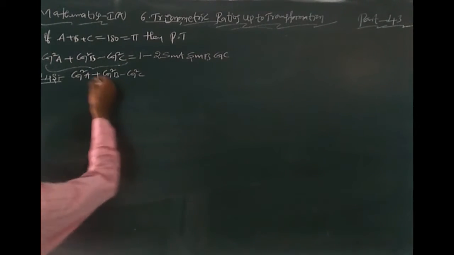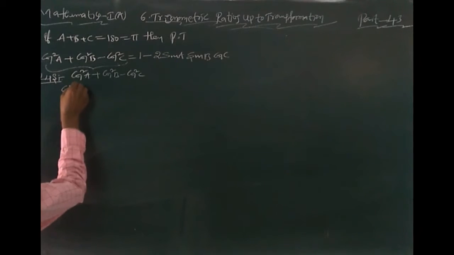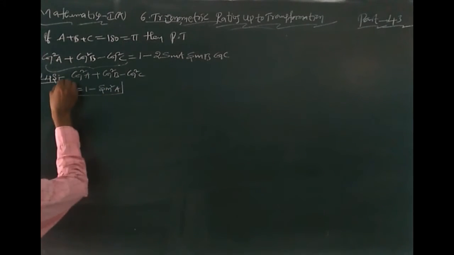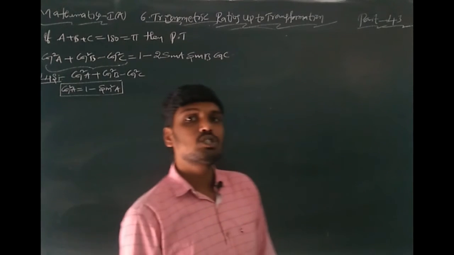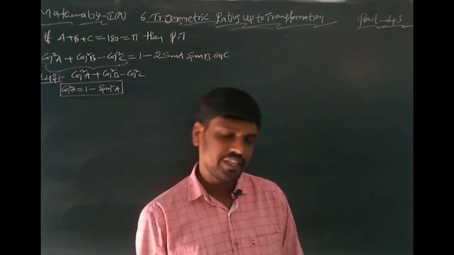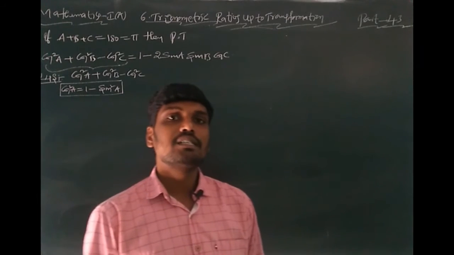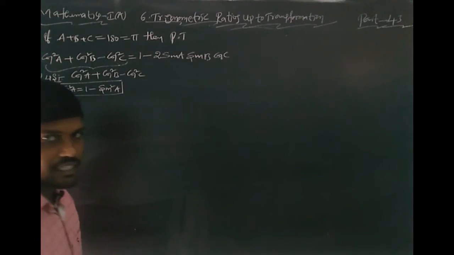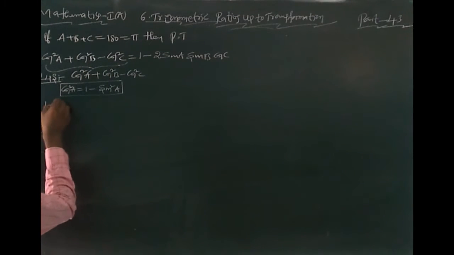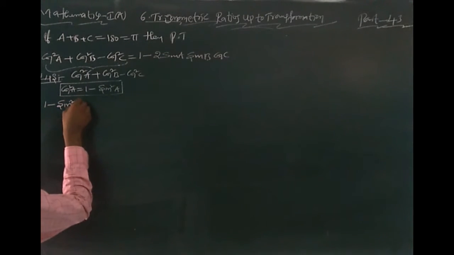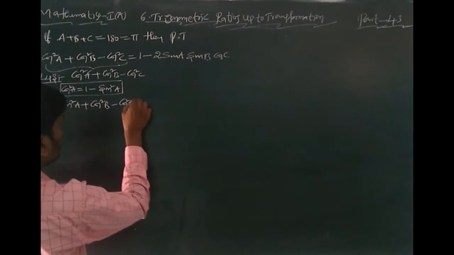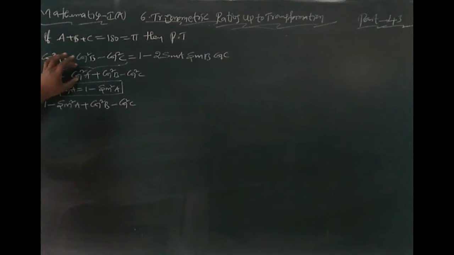In this part, you can write cos square A is equal to 1 minus sin square A, from the first identity of trigonometry. What is the first identity? Sin square A plus cos square A equals 1. Then cos square A equals 1 minus sin square A. Write it down: 1 minus sin square A plus cos square B minus cos square C. You can write 1 minus sin square A in place of cos square A.